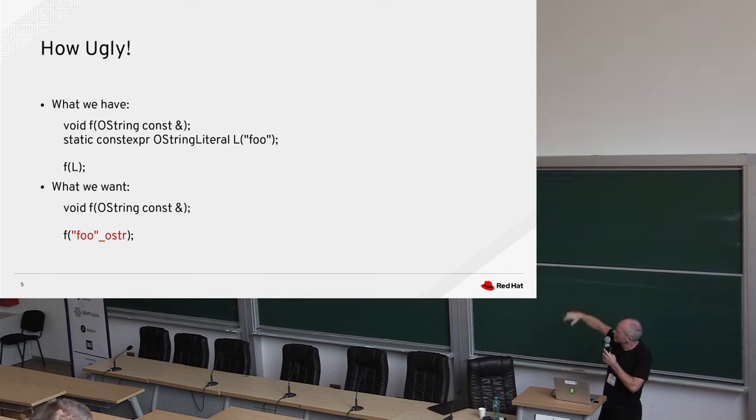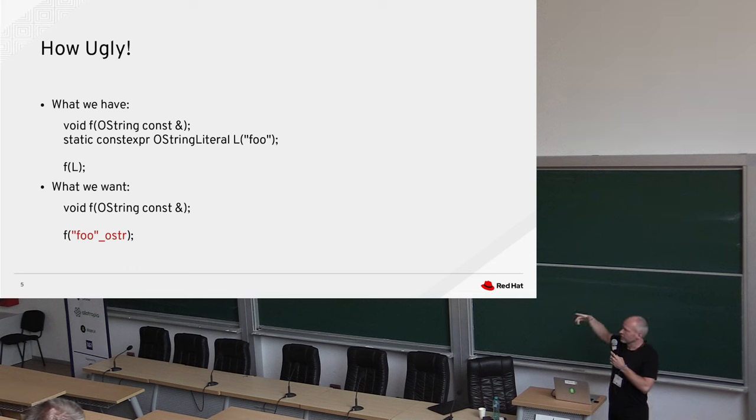What we want is at the bottom. What we have is at the top. Whenever you use these less expensive string literals, you need to give them a name. You have to reference them by name. They have to be L values. You can't have temporaries there. You can't have R values.